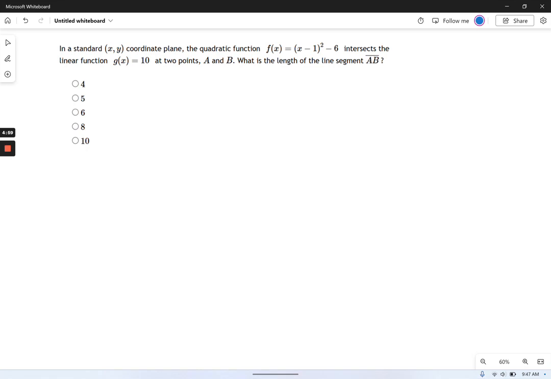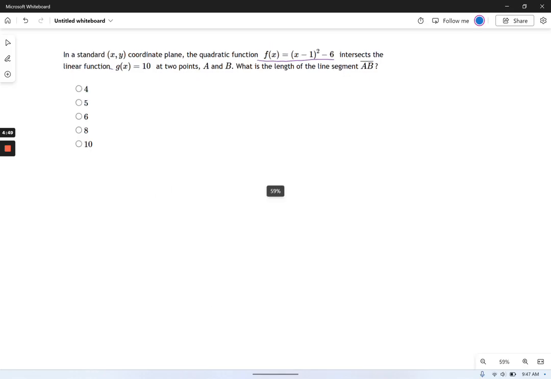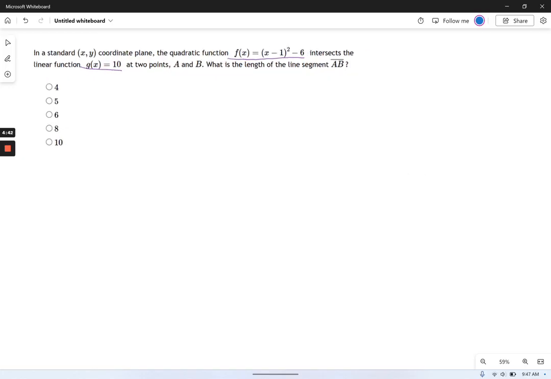We are told that there's a quadratic function, f of x equals (x minus 1) squared minus 6. You might recognize that as vertex form. Great. We're told there's also another linear function, g of x equals 10, and that they intersect each other. Well, if I try to imagine what the picture is, this won't necessarily help us solve it, but I think this will help us imagine it and walk us through the algebra.